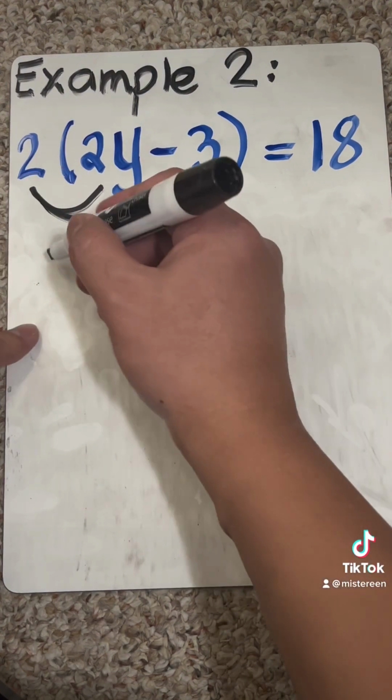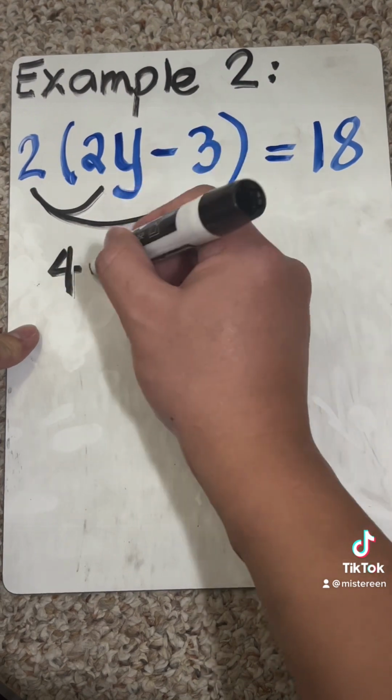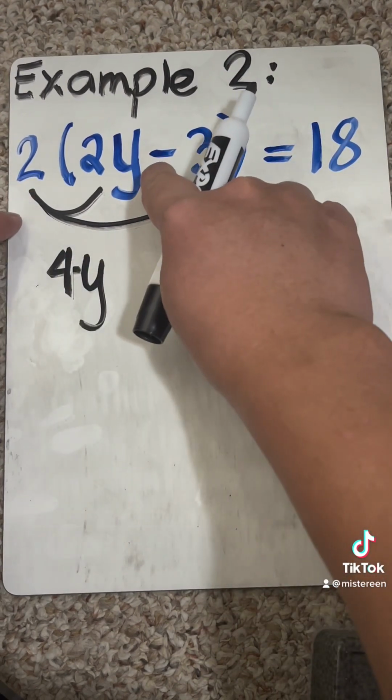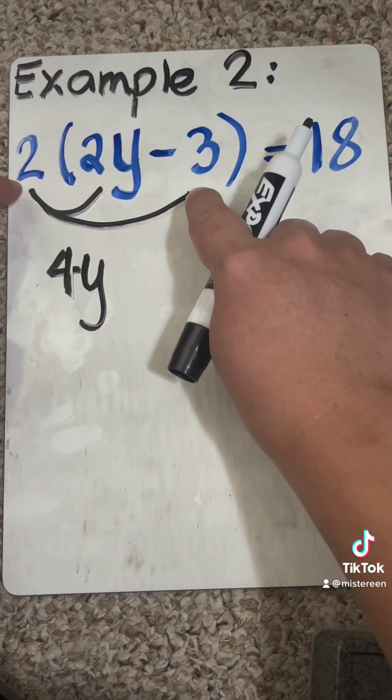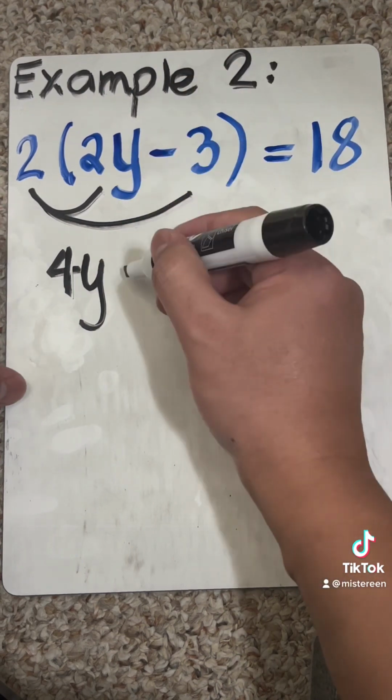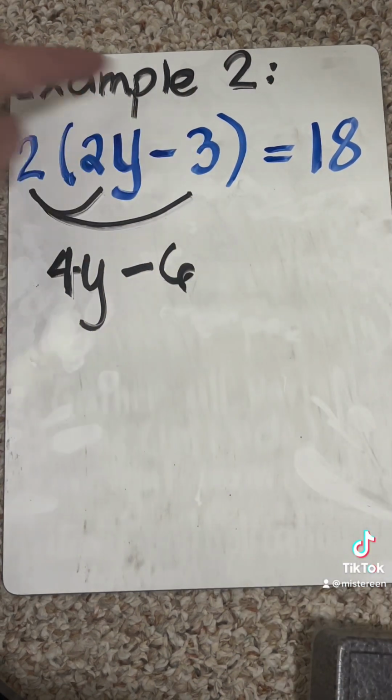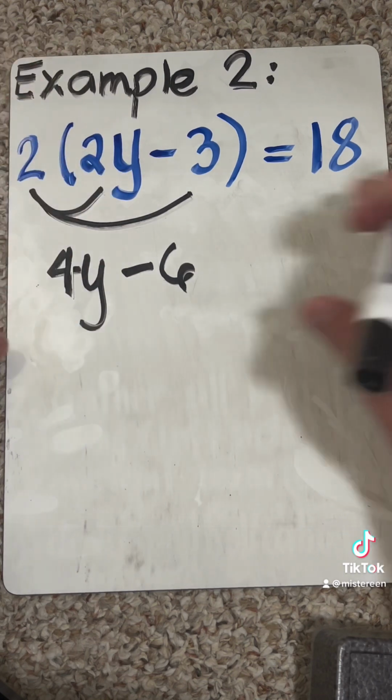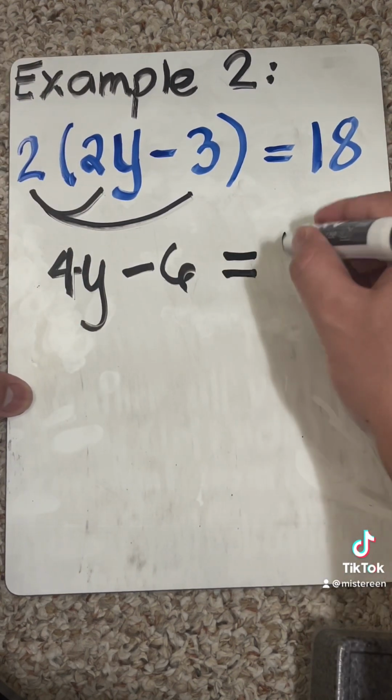So 2 times 2 is 4. Don't forget, there's a y, so 4y. And then 2 times negative 3. If you put this in your calculator, just put 2 and then times negative 3. That's negative 6. All right, so for this part, that's step one, remove the parentheses, and we just bring down the other numbers.